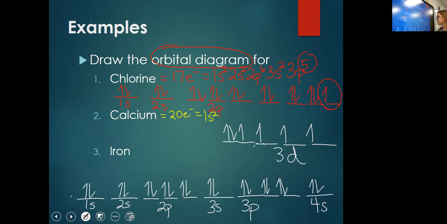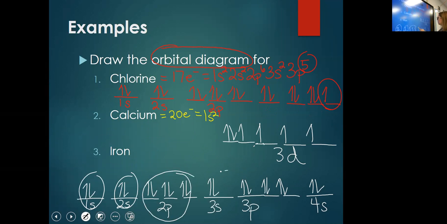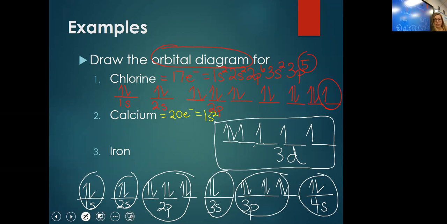All right, so what I see from here is I have 1, 2, 3, 4, 5, 6 sublevels that are totally filled. I have my last sublevel that is not totally filled. I see that in my 3D sublevel, I have 4 unpaired electrons. So these ones that are by themselves are unpaired electrons.